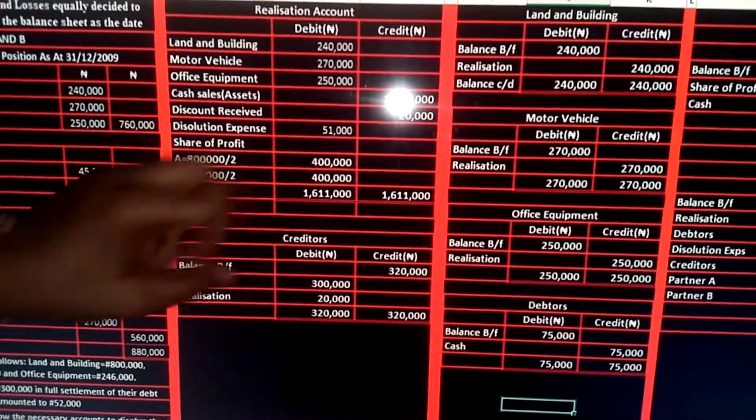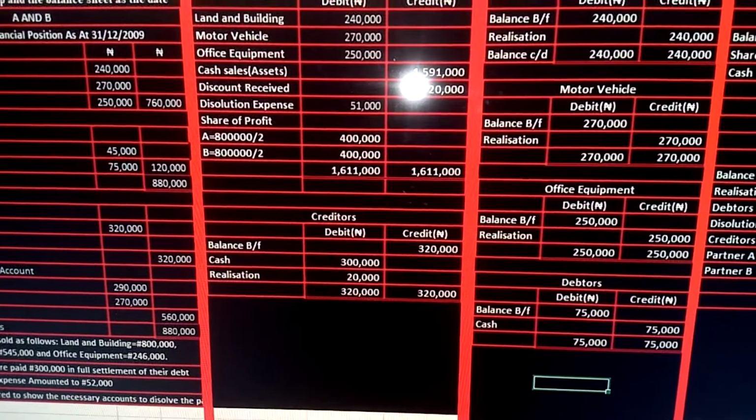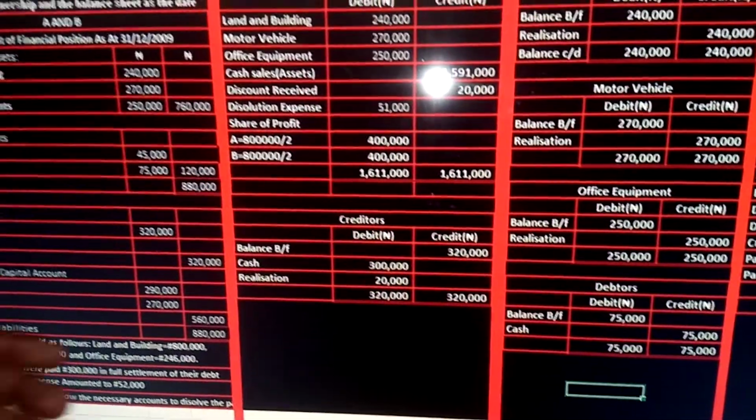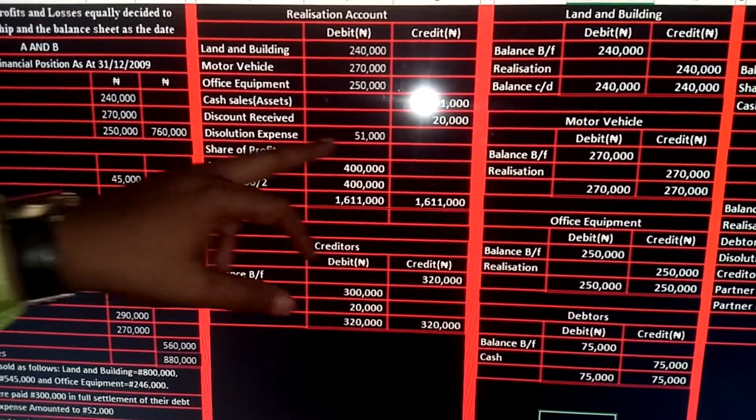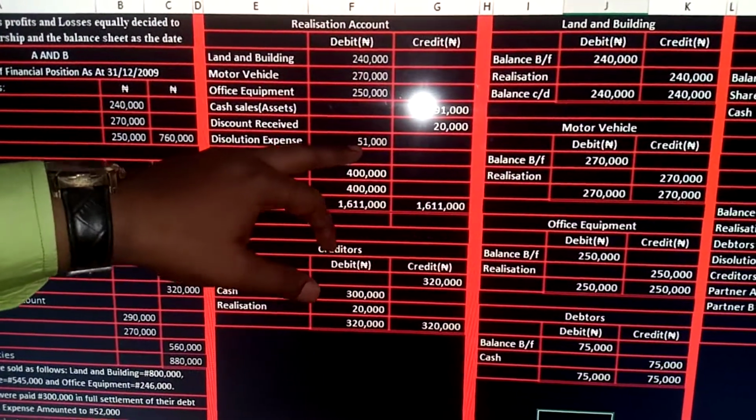So now you have dissolution expense. Okay, they said dissolution expense is what? 51,000. In that case you debit what? Realization account with 51,000, and then credit what? Cash, because it will be paid.